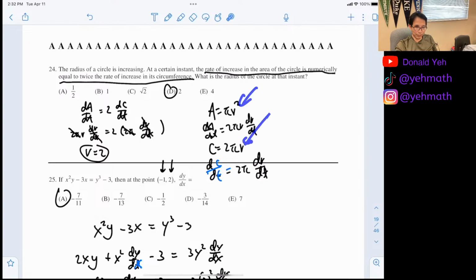Pi r squared, 2 pi r, take a derivative, it's going to be this. Take a derivative, it's going to be this. Now I have to set up the statement. This statement says the rate of increasing area is numerically equal to twice the rate of increasing circumference. So dA/dt equals 2 dC/dt. Again, I just write everything out. You're going to find out a lot of things cancel. dr/dt cancels, 2 pi cancels, r equals 2. Boom.